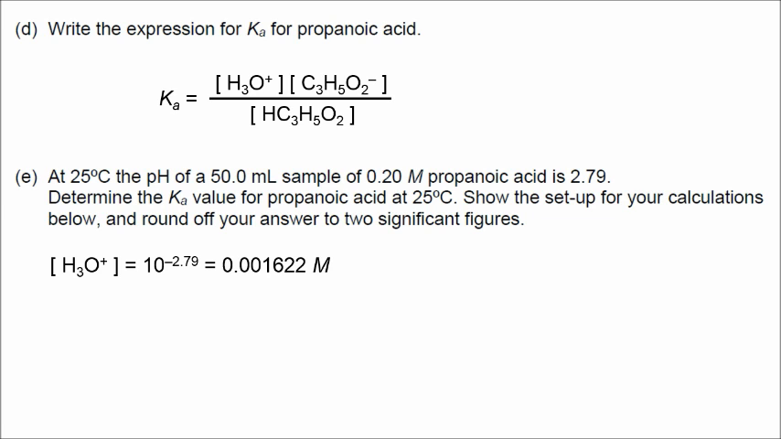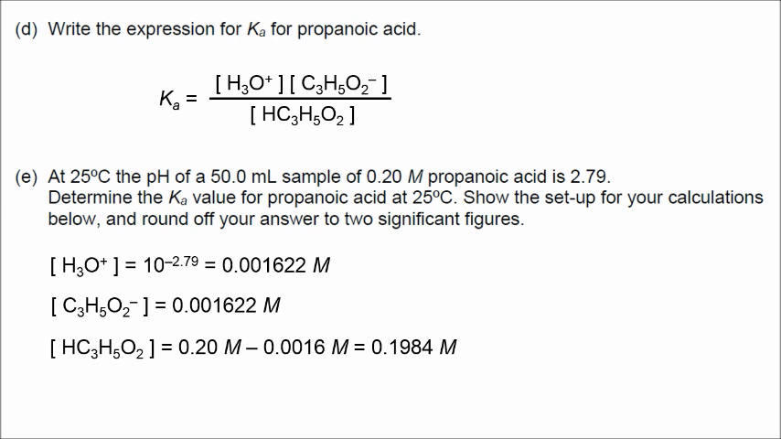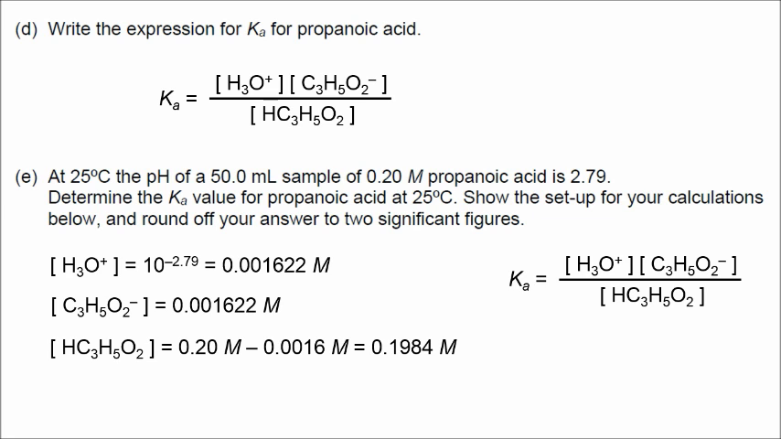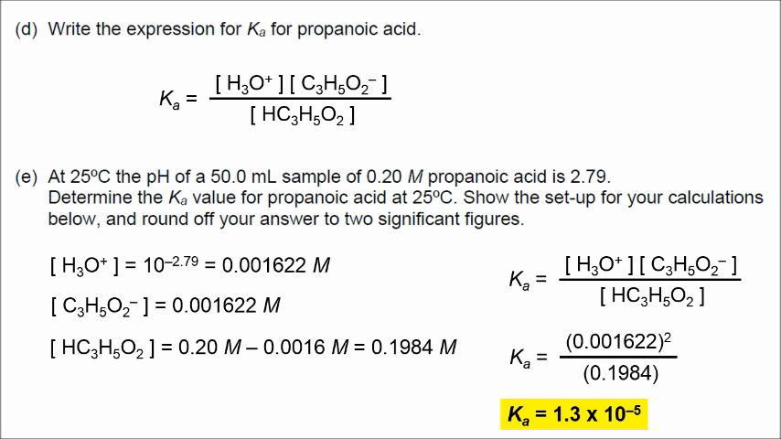Based on the 1-to-1 mole ratio between hydronium and propanoate, the concentration of the conjugate base, propanoate, is the same as that of hydronium. And then our concentration of propanoic acid at equilibrium is 0.20 minus that small bit that dissociates, so it's pretty close to 0.20. It's around 0.198. Plugging all 3 of these values into the Ka expression, we solve for Ka. And so we do the math, and we get around 1.3 times 10 to the negative 5 for our value of Ka.